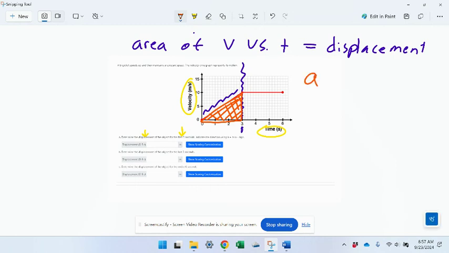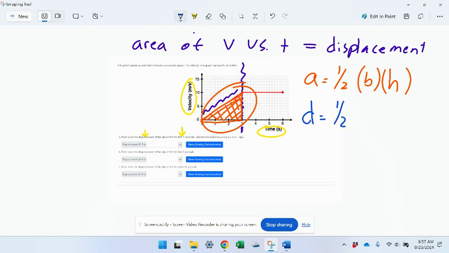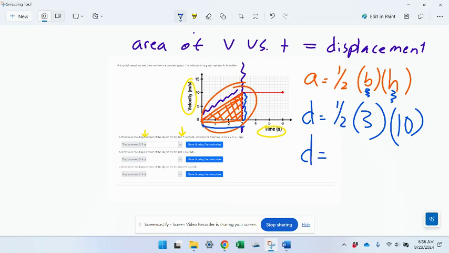So the area of a triangle, if you don't remember, is equal to 1/2 base times height. So in this case here, our displacement would equal 1/2 of base, which is 0 to 3, so 1/2 of 3 times height, which is this distance here, which would be 10. So in this case, our displacement would equal 30 times 1/2, which would be 15.